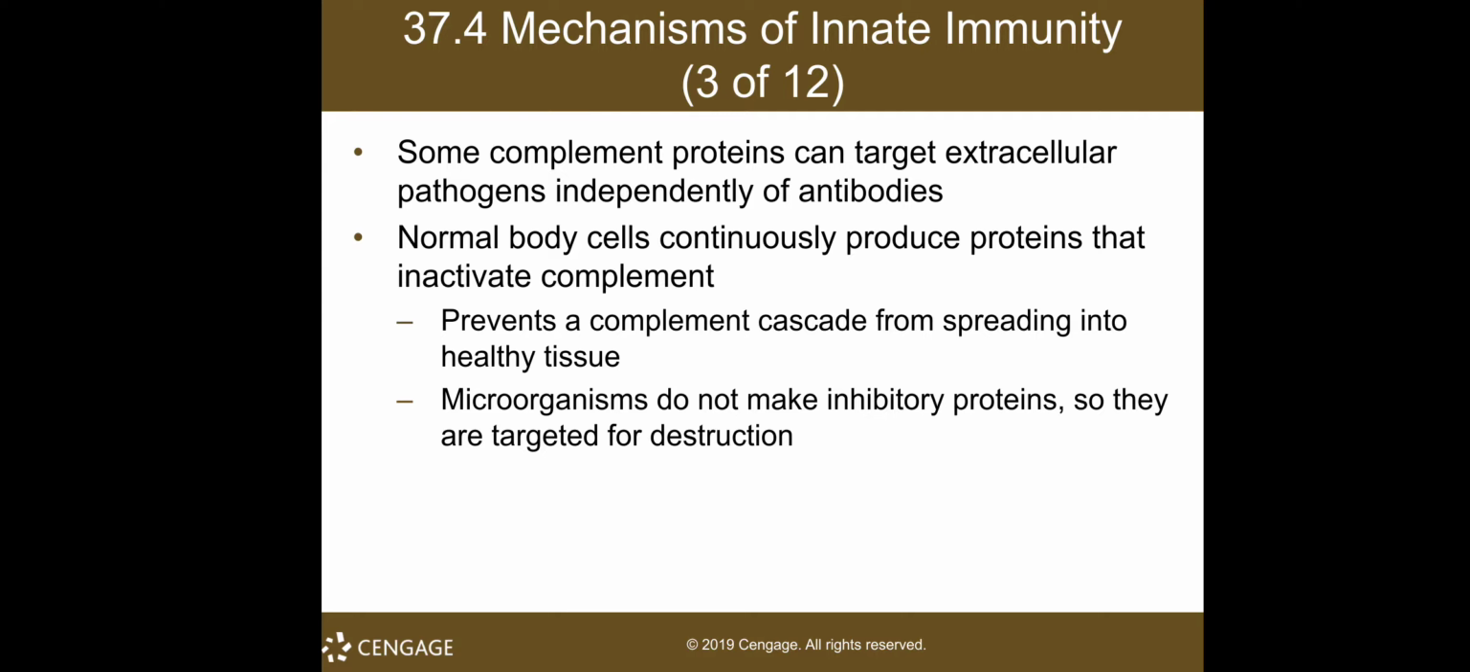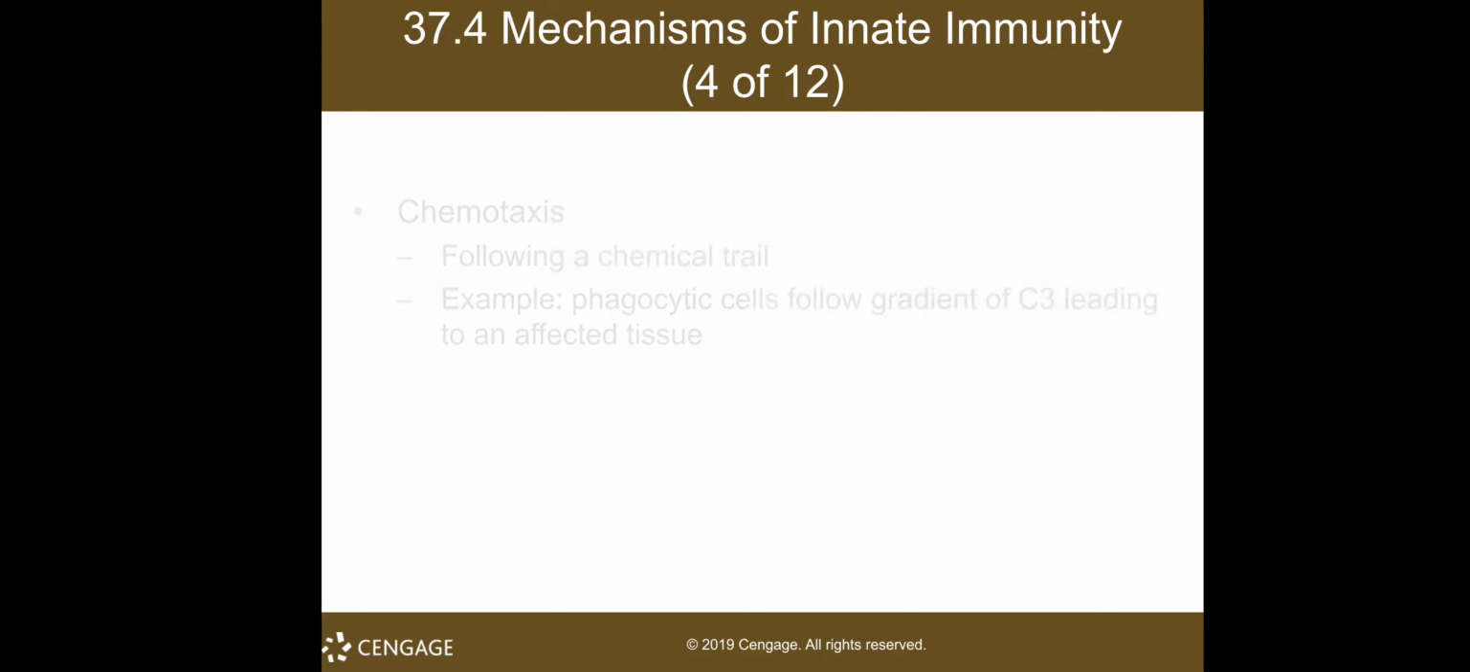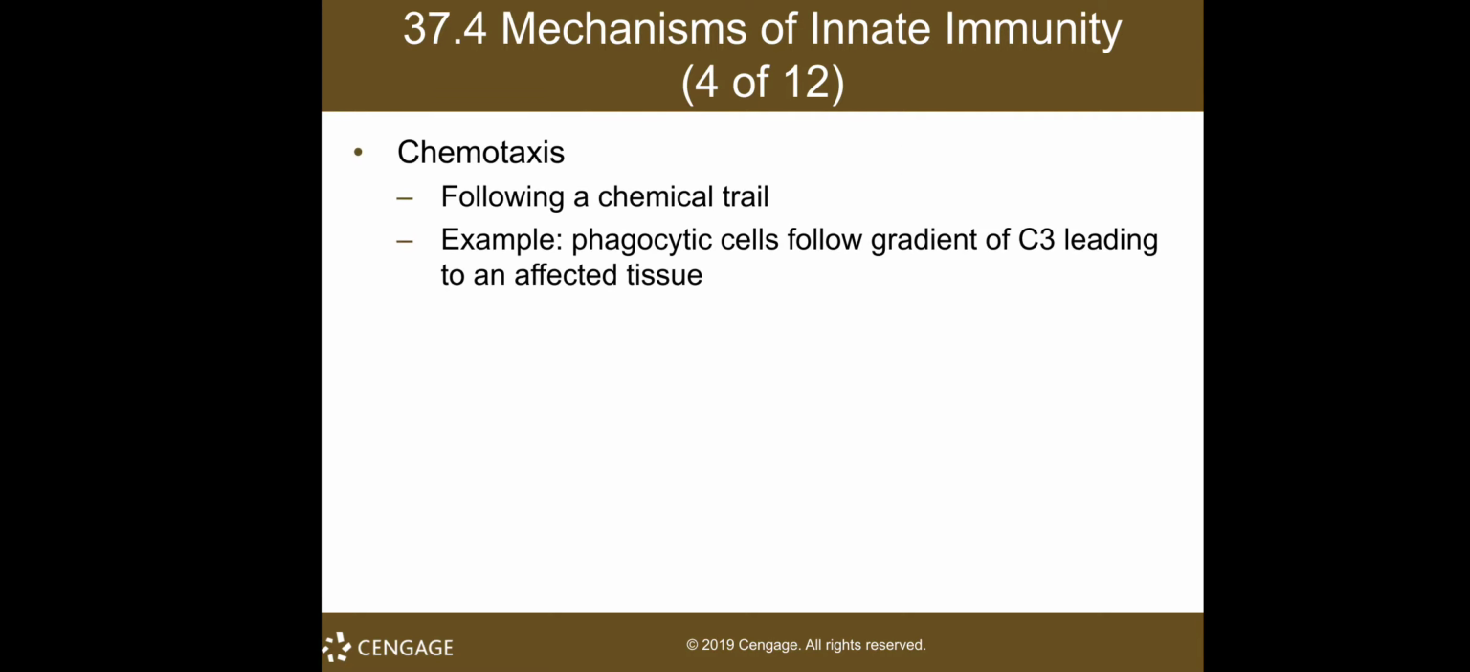So microorganisms do not make inhibitory proteins, so they can be targeted for destruction. The inhibitory proteins that inhibit the complement system are only available to our own cells. It tells them we are not your enemies, we are friendly. Basically, it's the inactivation, the signal of our own body cells to prevent the complement system from attacking us.